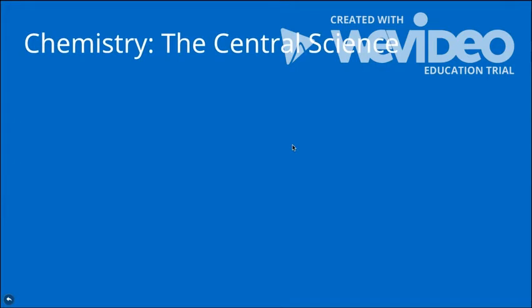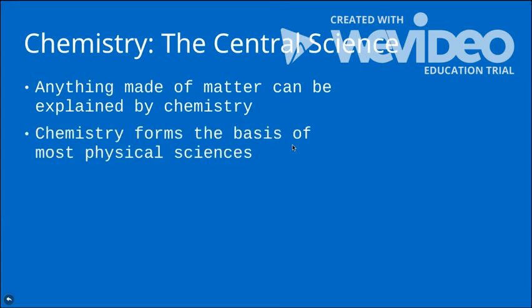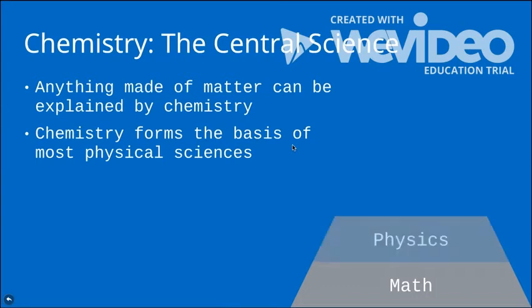Now, the central science, right? As we said before, everything is made of matter, and chemistry is the study of matter. So chemistry keeps track of anything that is physical, anything made of matter, and it forms the basis for a lot of our physical sciences. If you think of it in terms of a pyramid, we know that math is the most basic science. Everything is built upon math. We use math to explain the forces of physics. These forces of physics tell us how atoms can behave, how they can combine together and form matter. This is where we come into chemistry.